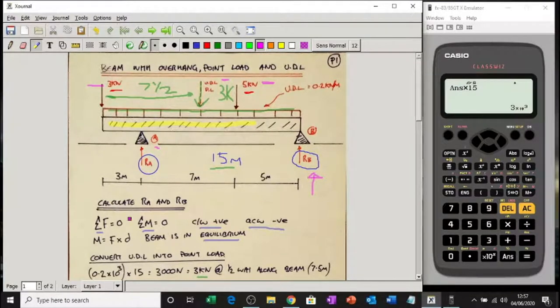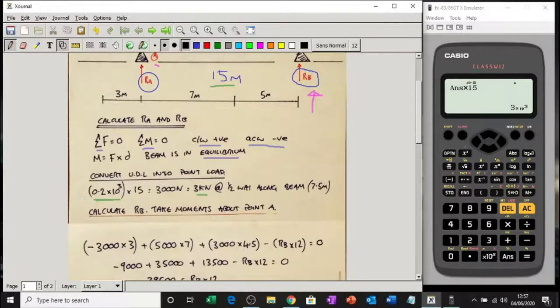So I'm going to be taking a moment, which is force times distance. So let's get rid of all of this. Now we're going to be doing force times distance and working out whether it is going to be clockwise or anti-clockwise moments. Don't forget, we have got a force there of 3 kilonewtons. So we're taking moments about this point. We're calling clockwise positive, anti-clockwise negative.